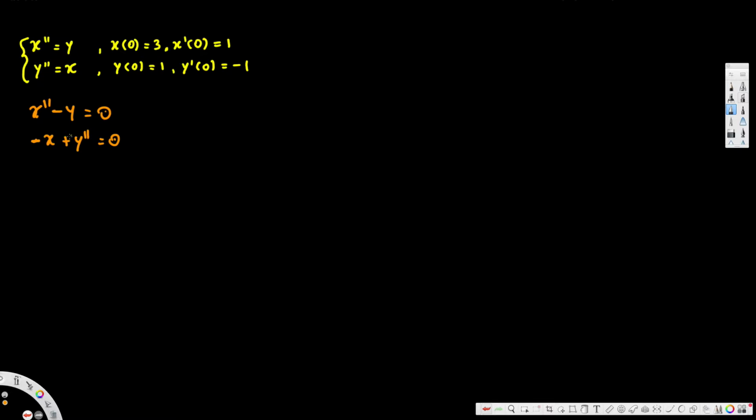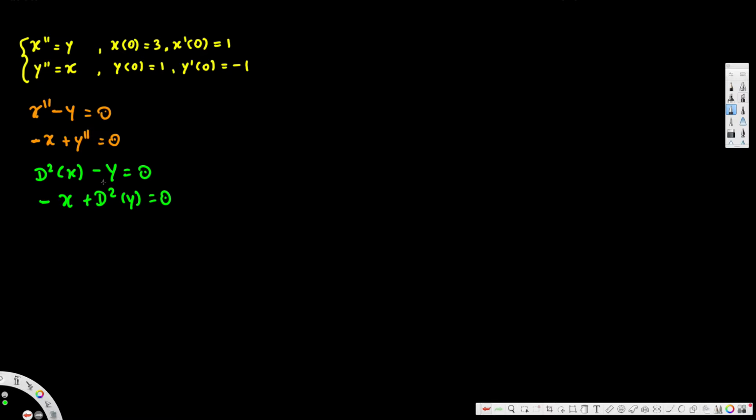Then we have to write this one in terms of D. Since this is the second derivative, we put D squared for that, multiplied by x minus y is equal to 0, and for the second one, minus x remains the same, plus D squared y, because second derivative, D squared y is equal to 0.